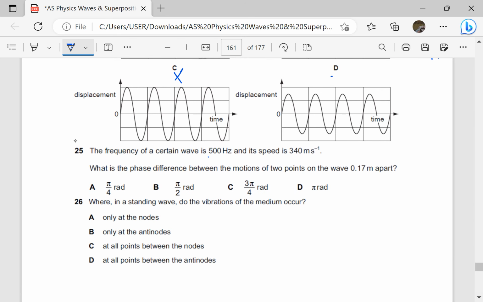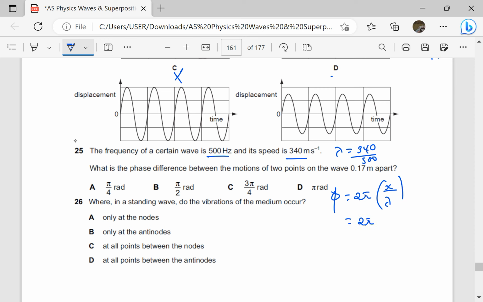The frequency of a certain wave is 500 hertz and its speed is 340 meters per second. What is the phase difference between the motions of two points on the wave 0.17 meters apart? So these are going to help us to find the wavelength. So the wavelength is going to be equal to speed, which is 340, divided by frequency, which is 500. That is the wavelength. And we know that phase is equal to, the answers are in radians, so it will be 2 pi in radians into distance apart, divided by wavelength.